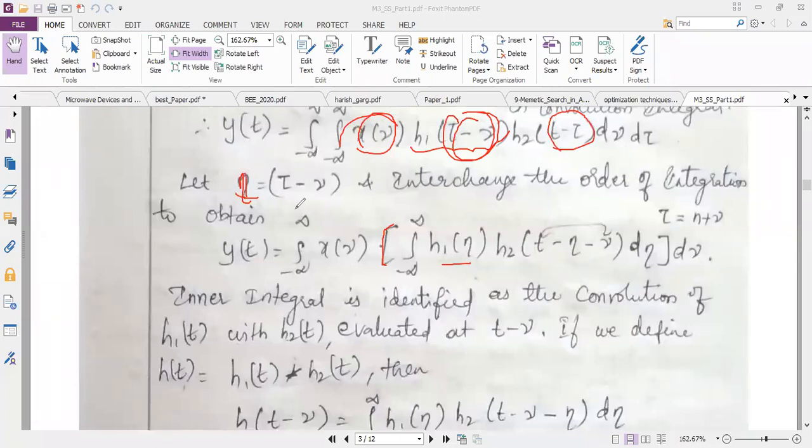If I rearrange this, from this term I can write tau is equal to eta plus mu. This substitution I am going to do in place of tau here in h2 of t minus tau. I will tell you why we are doing all these things. Finally, we want to get the output y of t is equal to x of t convolution with h of t. For that purpose, we are going to compress everything together.